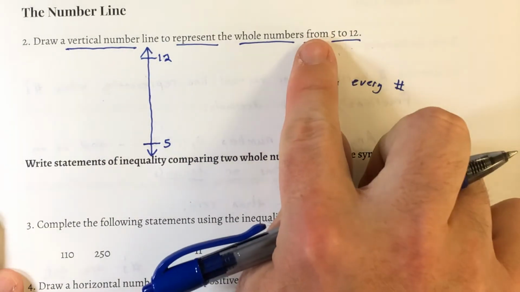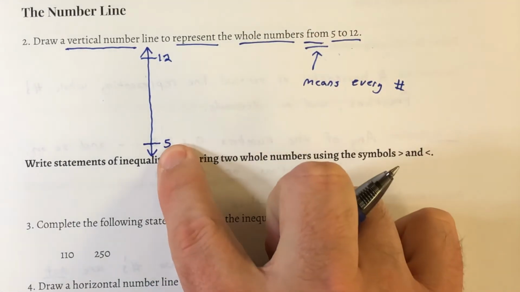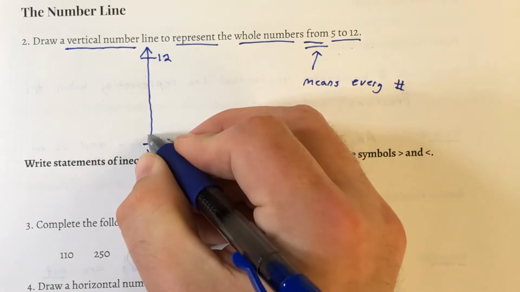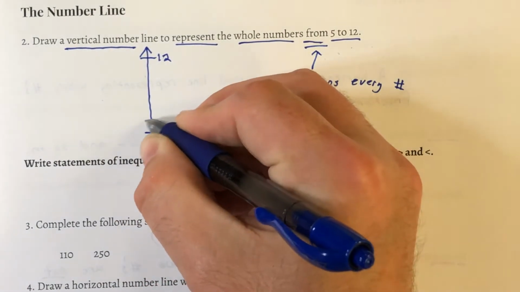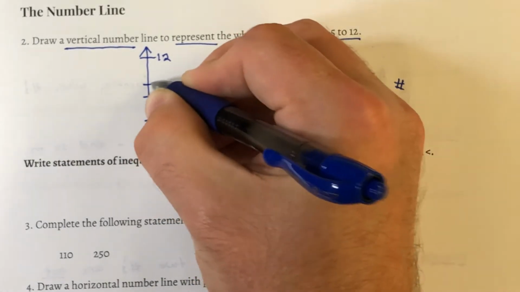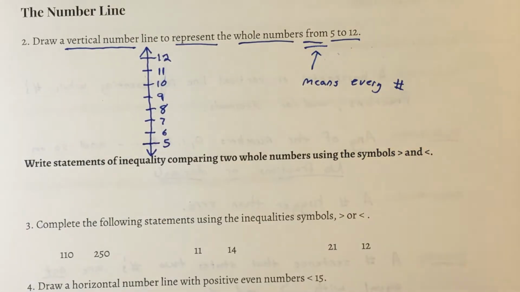And again, I want the numbers that are whole, so like 1, 2, 3, 4, 5, 6, 7, 8, and so on. I'm going to start at 5 and count from it all the way to 12. So 6, 7, 8, 9, 10, 11. And I did much better in my spacing that time. So I don't need to fix anything.